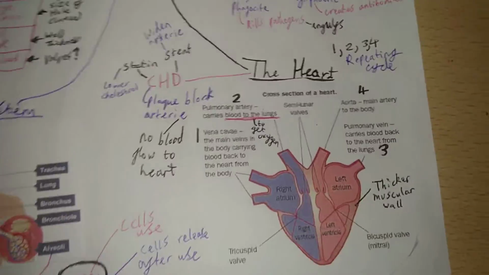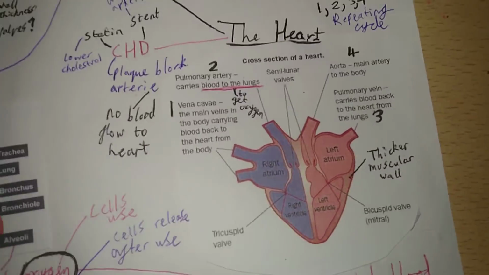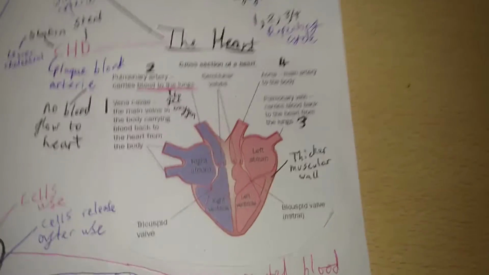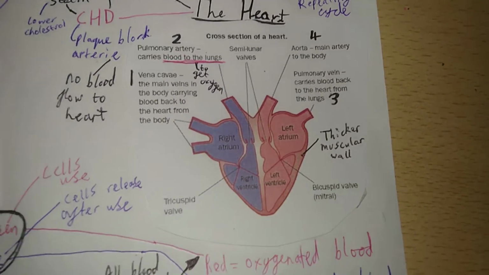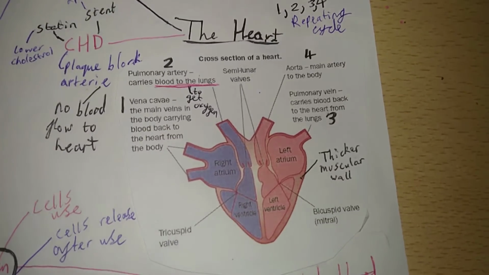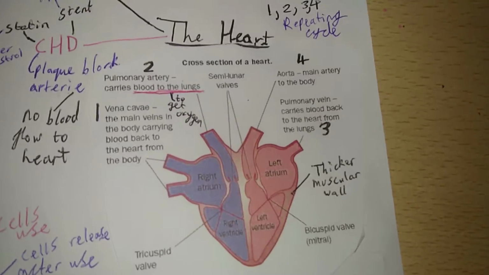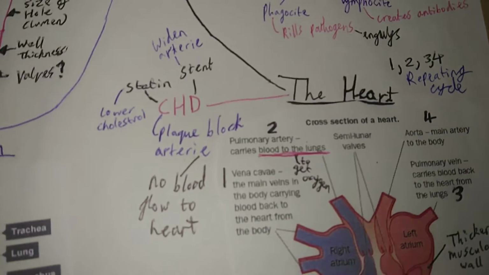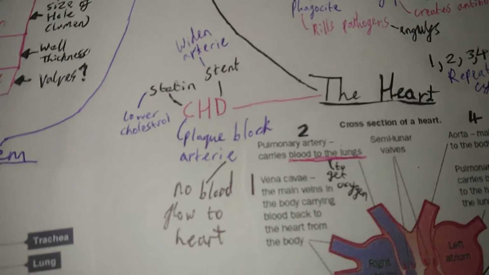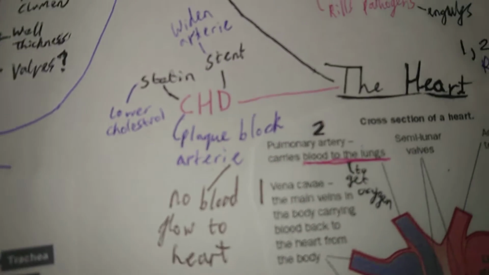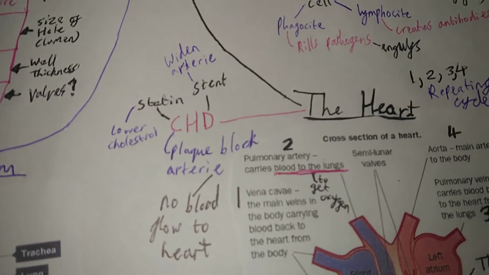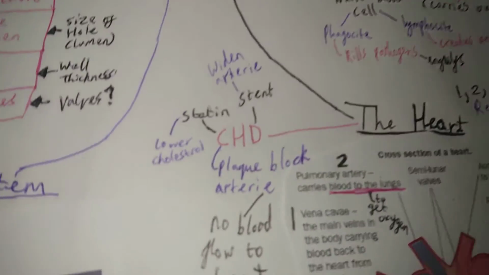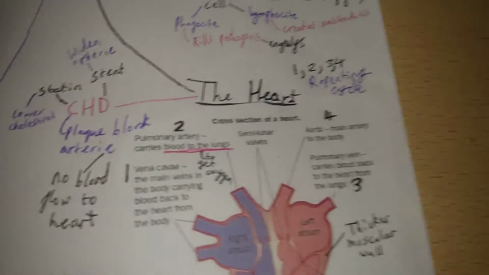The heart. This is quite fun. This is a diagram I got off the internet of a cross-section of a heart. The weird thing is, the left is considered the right, and the right is considered the left, not how we would normally look at it. CHD is coronary heart disease, and it happens when plaque blocks the artery so there's no blood flow to the heart, so it basically stops it working for a bit.